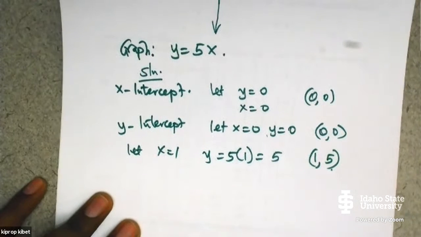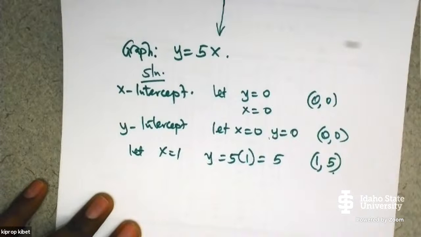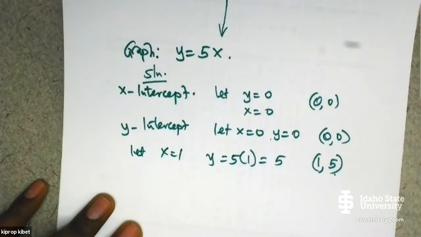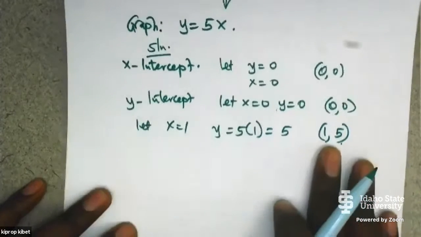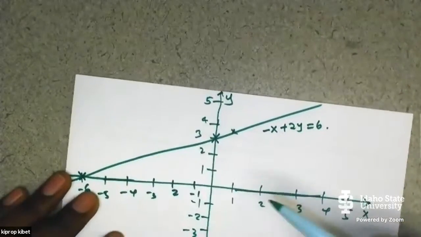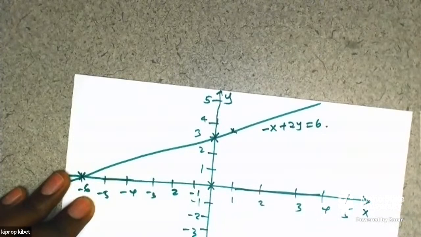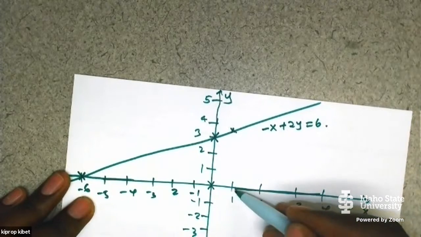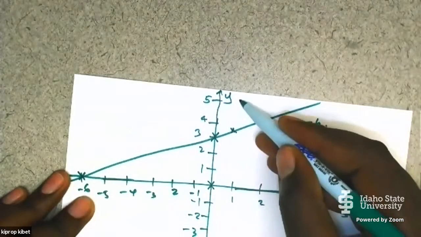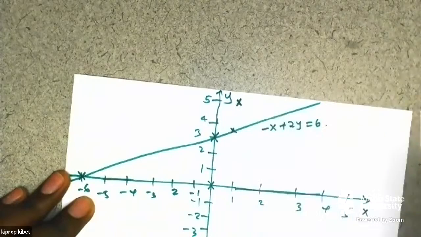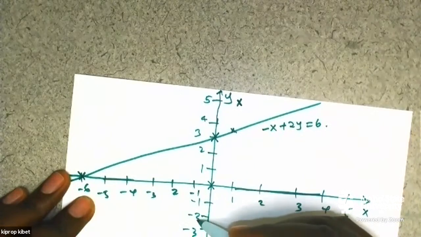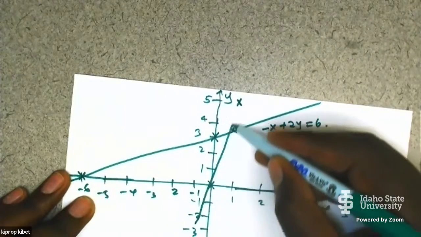So actually we have already gotten the 2 points. So we have 0, 0 and 1, 5. So we can make a straight line there. So you now come here to your graph. You look for 0, 0 and 0, 0 is there. Okay. And then you look for 1, 5. 1 and 5. And then you draw a straight line.